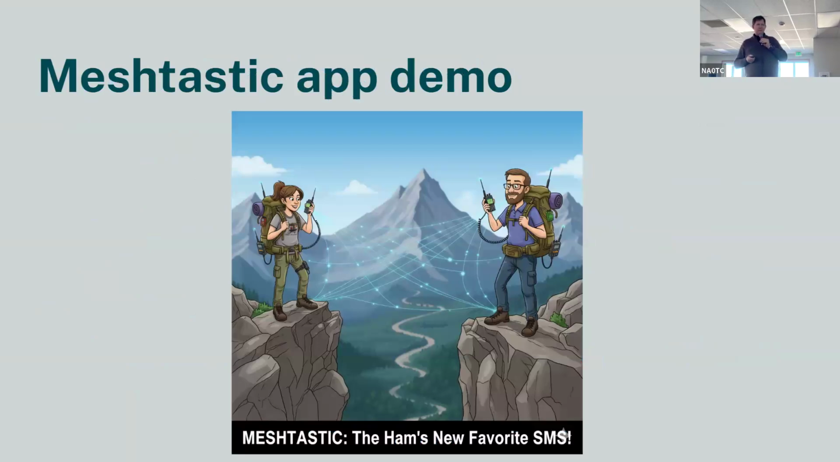Okay, so let's move to the fun part. This one was a little hard for me because I wanted to show a couple of hams that were hiking and texting over a mesh network, and this is what Google came up with. It's kind of weird, especially because there's a radio there, there's a radio there. I specifically said that they're texting, but it looks like they're talking, and there's another antenna up here too. I'm not sure what I was trying to do, and it came up with a slogan too. The ham's new favorite SMS. That's why it's artificial intelligence. Yes, artificial. Right.